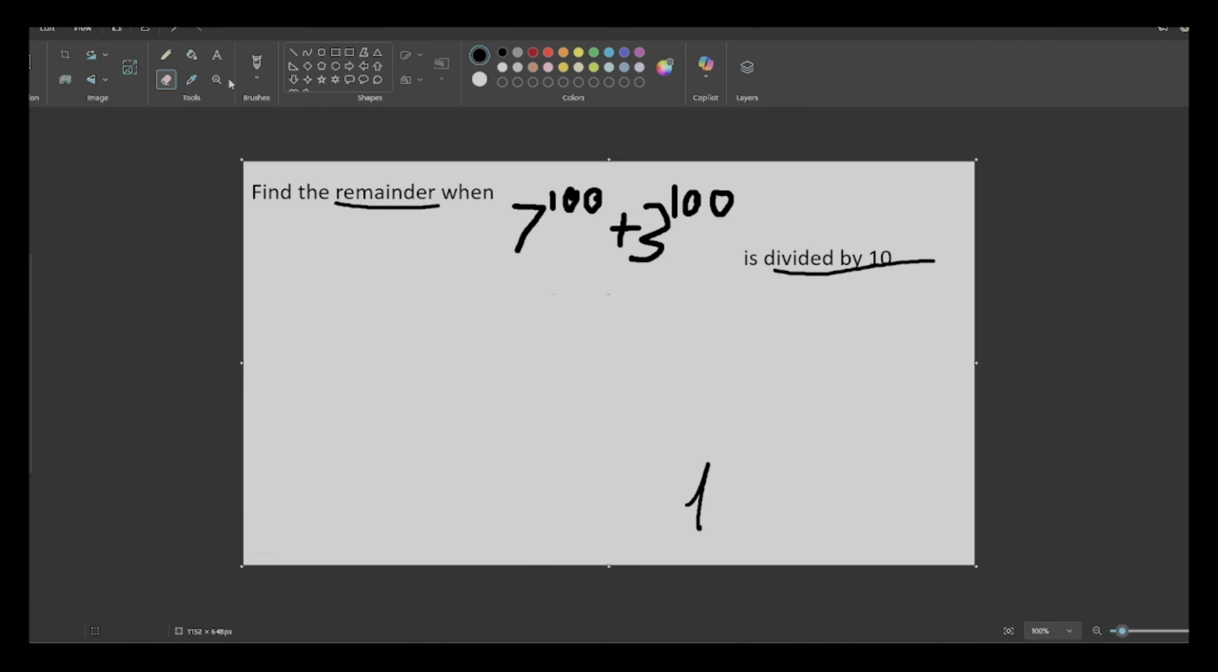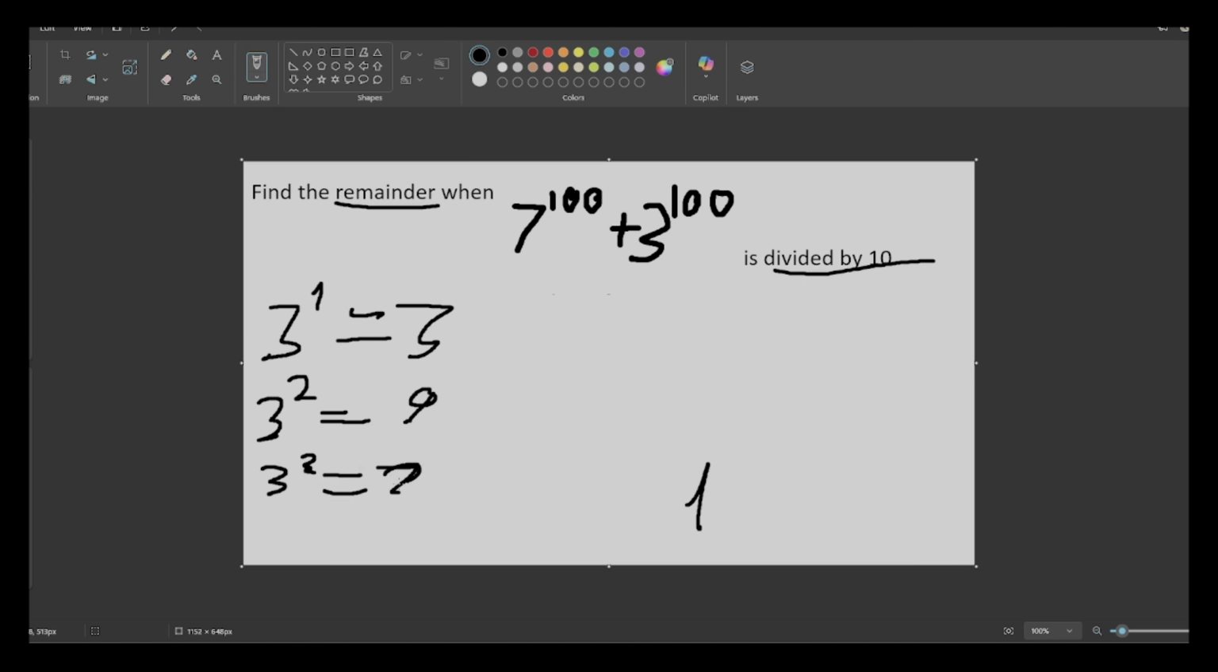Now let's talk about the same cycles, but for 3. 3 to the 1 is going to be 3. 3 squared is going to be 9. 3 to the 3rd is 27. And 3 to the 4th is 81. So what is 3 mod 10? 3 mod 10 is 3. What is 9 mod 10? 9. What is 27 mod 10? 7. And what is 81 mod 10? 81 mod 10 is going to be 1.